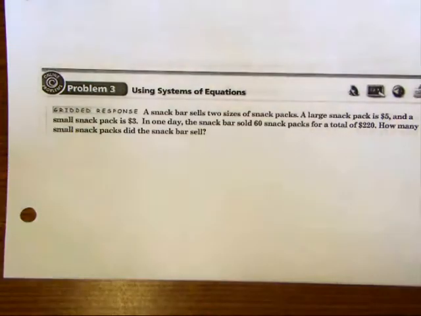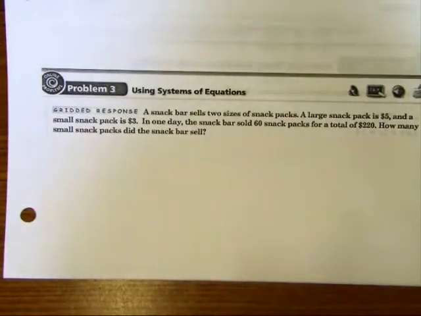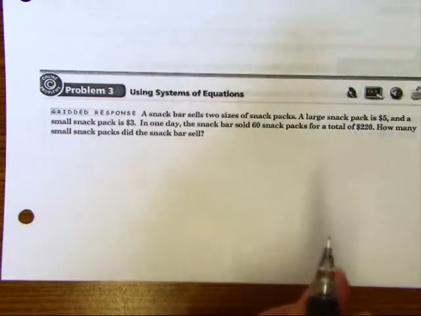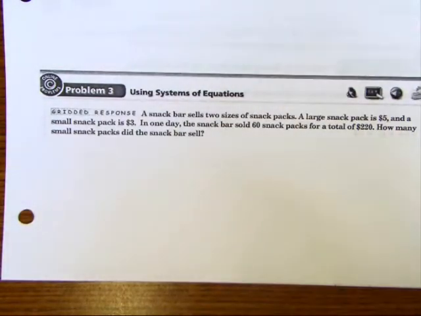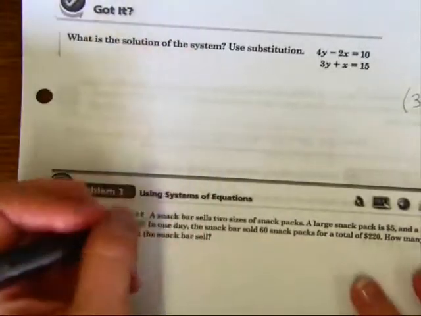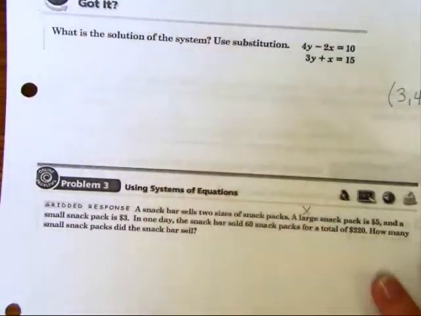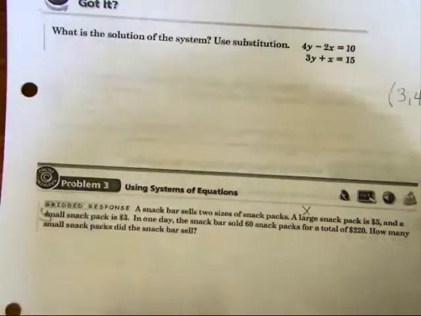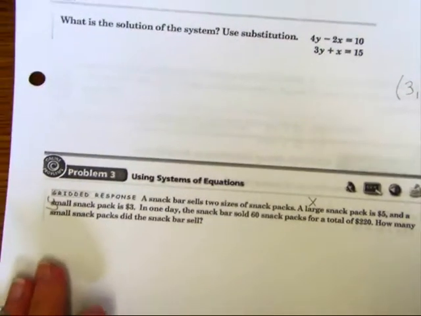So pretty much we're selling 2 types of things. We have a large one and we have a small one. We have to make sure that we label what we want. Since it comes first, why don't we go ahead and make X the large, okay? And we'll make Y the small. So just label your problem, X is large, Y is small.